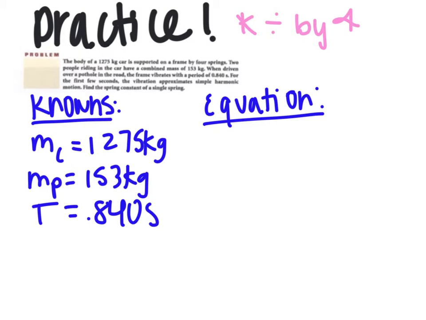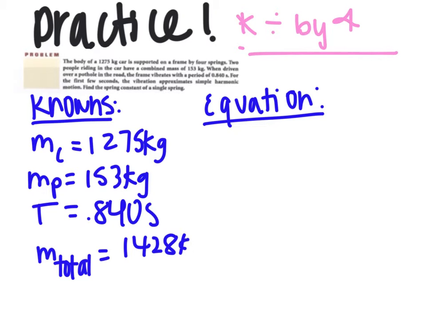So what I was saying up here is that we are going to have to divide by 4. So right now I'm going to do the total mass, which is 1,428 kilograms, and divide that by 4. And then from there I get 357 kilograms.